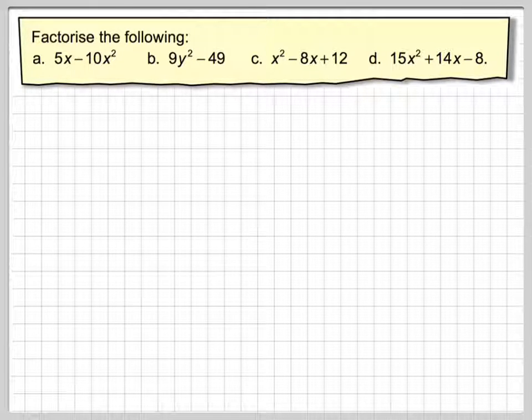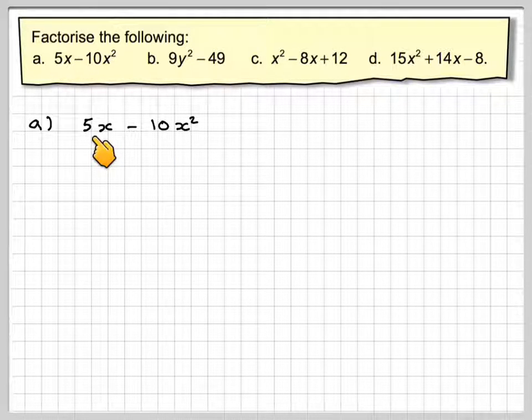This is to revise factorising quadratic expressions. Factorise the following: a) 5x minus 10x squared, b) 9y squared minus 49, c) x squared minus 8x plus 12, and d) 15x squared plus 14x minus 8. Now, what you've got to realise is that these are not equations, they're not actually equal to something, they're what's known as quadratic expressions. So let's take the first one, 5x minus 10x squared.